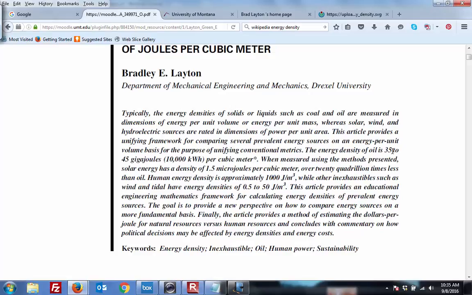And when you actually do the numbers, oil came out to be 35 to 45 gigajoules, and I just converted gigajoules to kilowatt hours, and we'll do a little bit of that here in a second so you get used to it. Solar energy, 1.5 microjoules. And by now you know that giga is 10 to the ninth, and micro is 10 to the minus sixth. So 10 to the ninth, 10 to the minus sixth, 15 orders of magnitude.